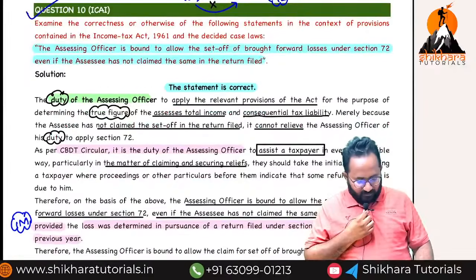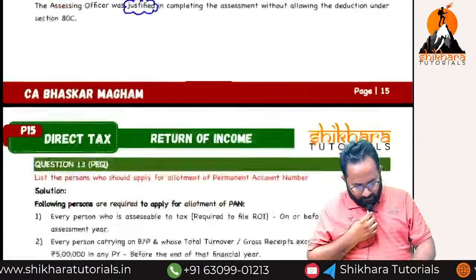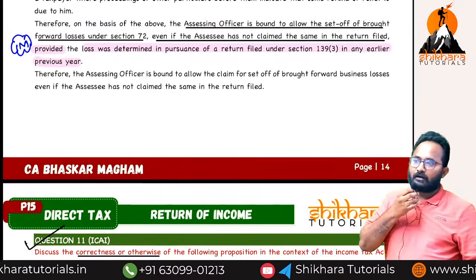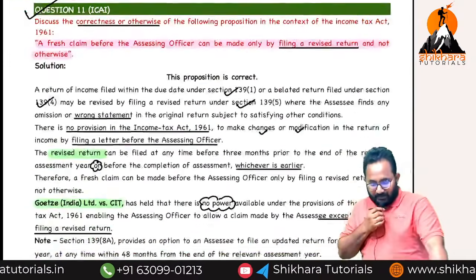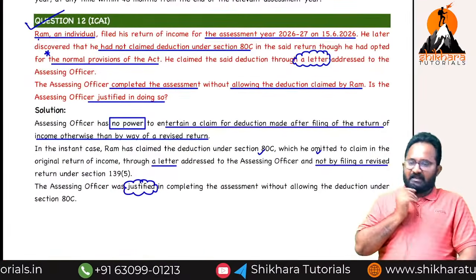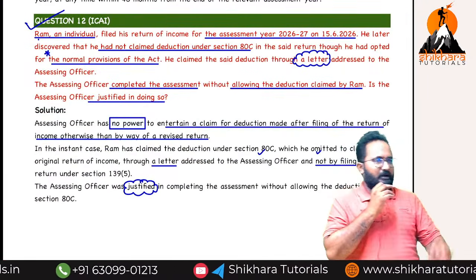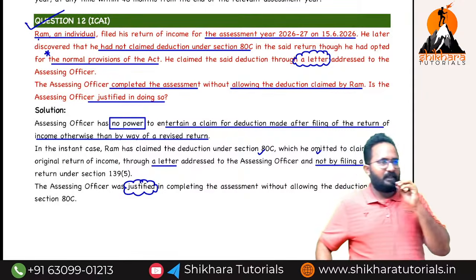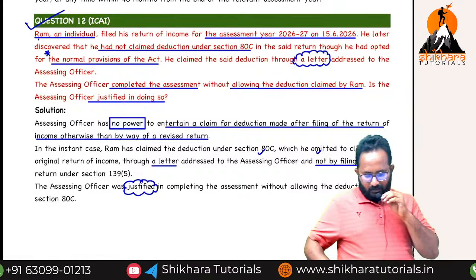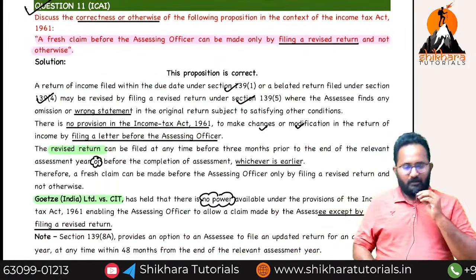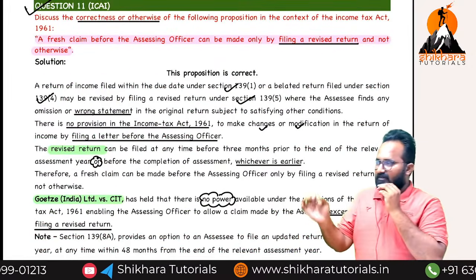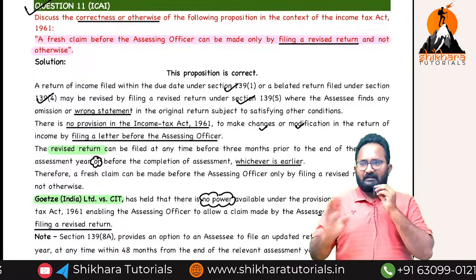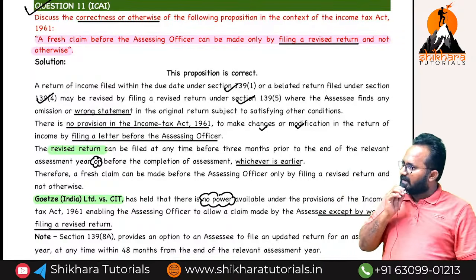So now question number 10, 11 and 12. Very important. Question number 12 is very easy. He needs to file the return, that is, revise the return, but he sent a letter. Is that correct or incorrect? Incorrect. Question number 11 is also very easy. If he wants to claim anything freshly before the AO, he can claim it only by revising the return. Letters and such things will not be accepted.